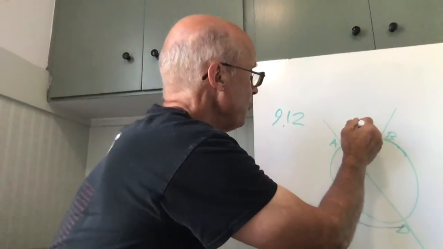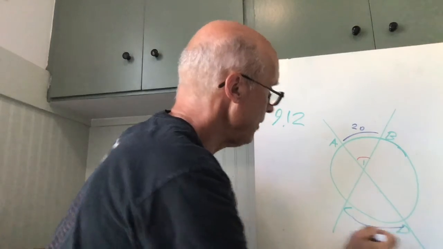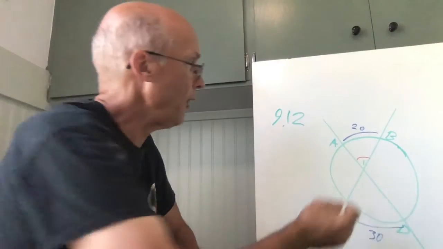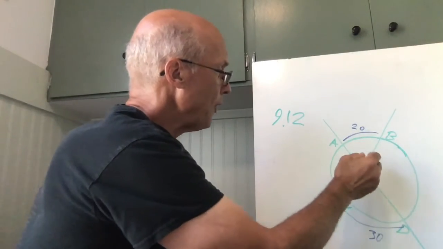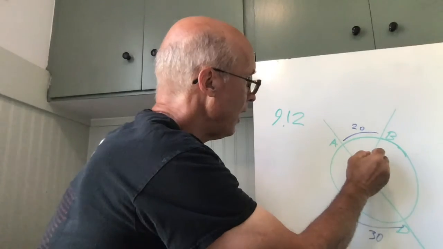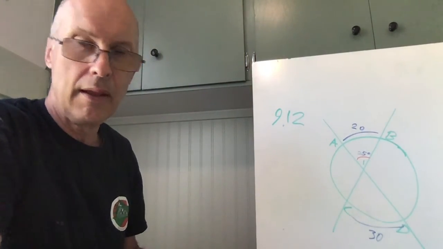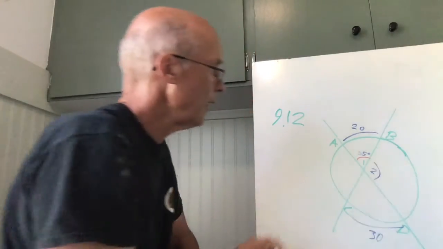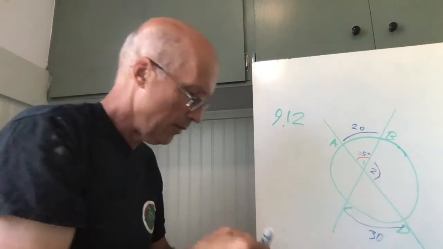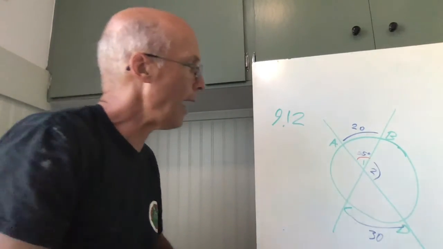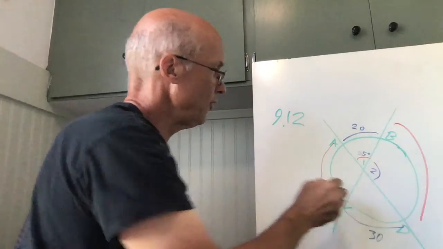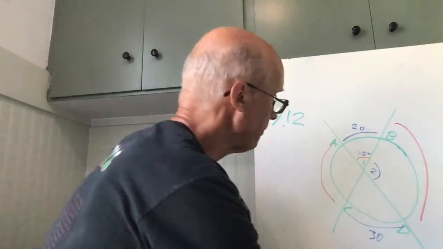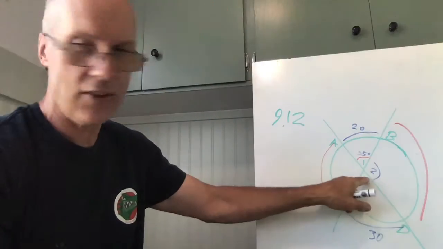So if this is 20, this is 30, then this angle measure is 25, right? Add those together, you get 50. Half of that is 25. So angle 1 is 25 degrees. Likewise, if I add an angle 2 right here, then the measure of angle 2 is going to be 1/2 this plus this. Okay, that's 9.12. That's if they meet inside the circle.